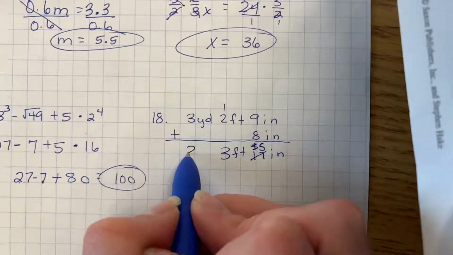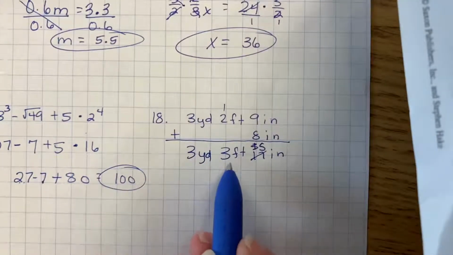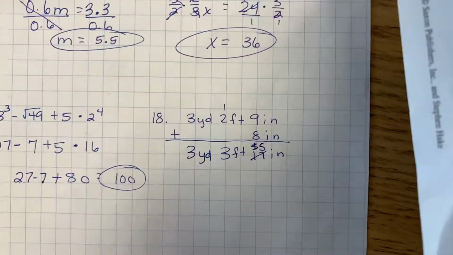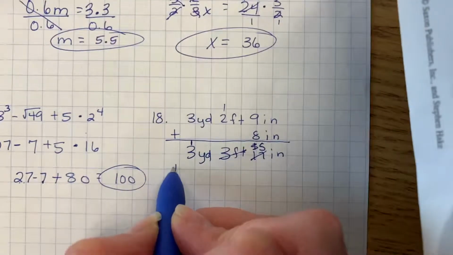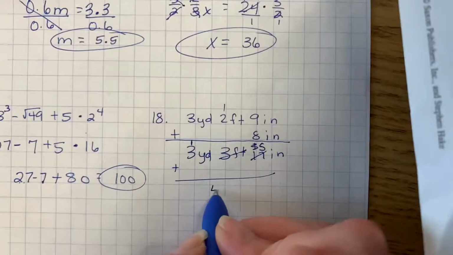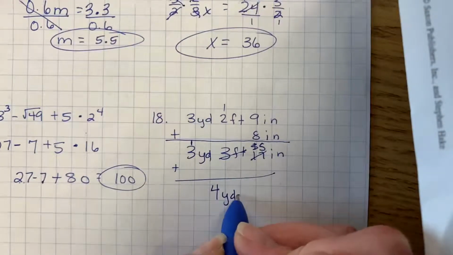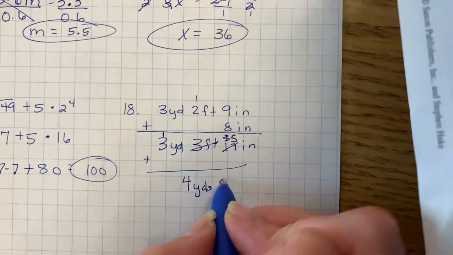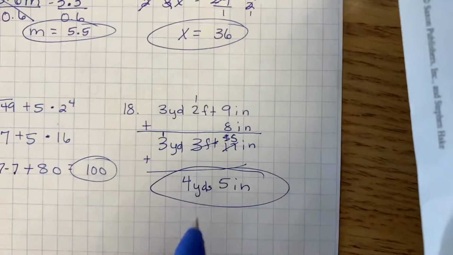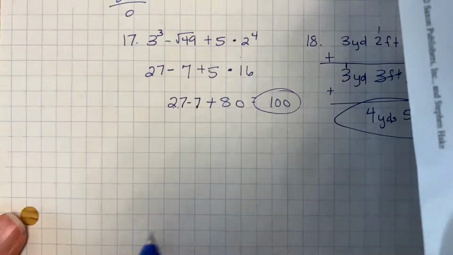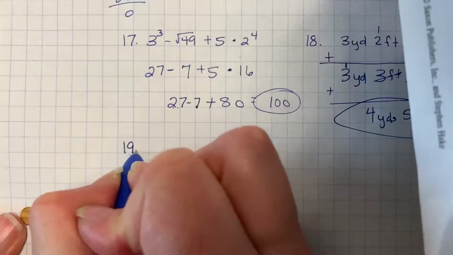And then I still have this 3 yards over here. We know it takes 3 feet to make a yard. So we're going to subtract the 3 feet, add a yard here, and we're going to end up with 4 yards, 5 inches. And that's our answer for number 18. All right, here we go with number 19, almost done.